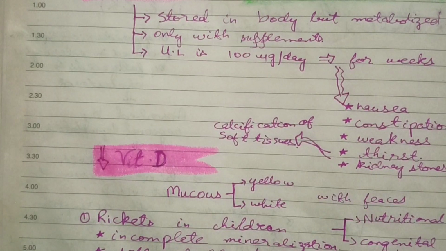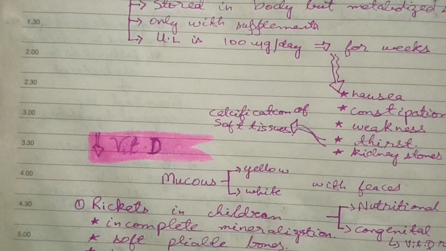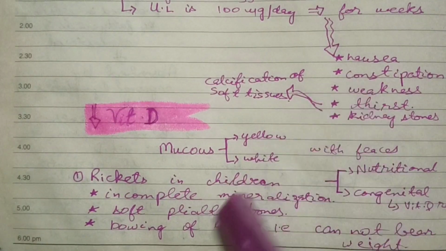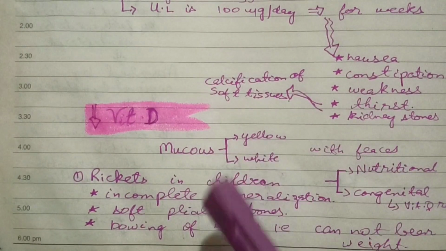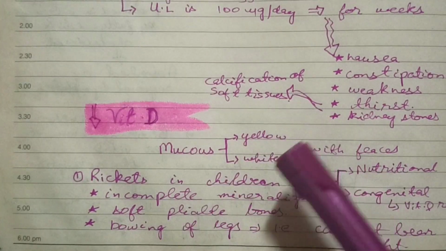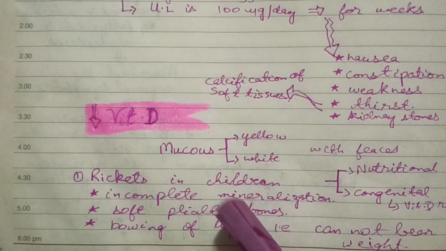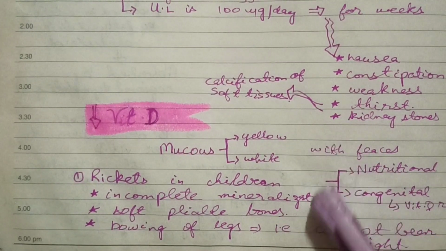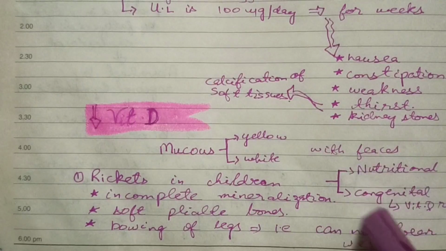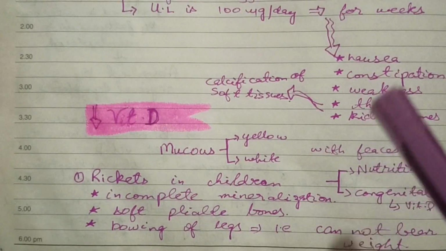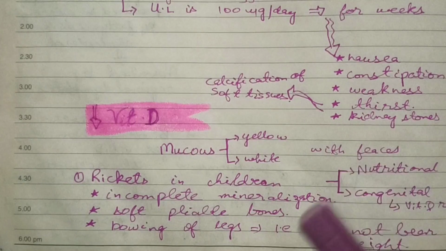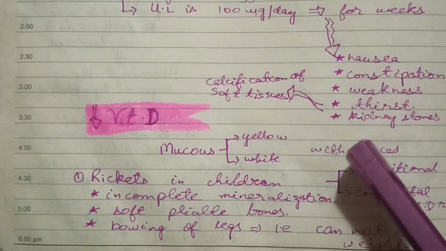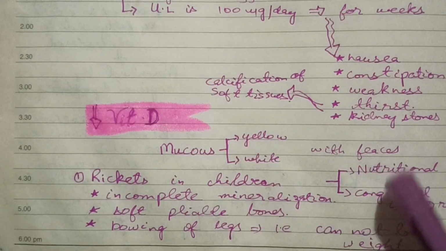Now coming towards the deficiency of vitamin D. The deficiency of vitamin D may be expressed as rickets, which is a bone disease, or it may be expressed as white or yellow mucus with feces. Rickets may be congenital or nutritional. Nutritional rickets is when you are taking lesser quantities of vitamin D, while congenital rickets is the one in which a patient won't have enough receptors to catch vitamin D from the dietary sources. So rickets in children may be nutritional or congenital.